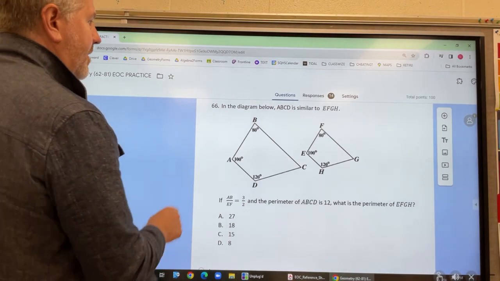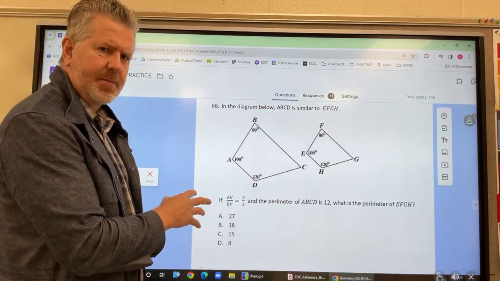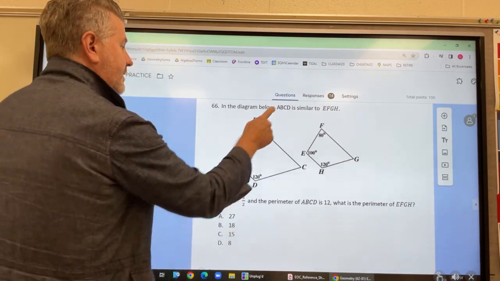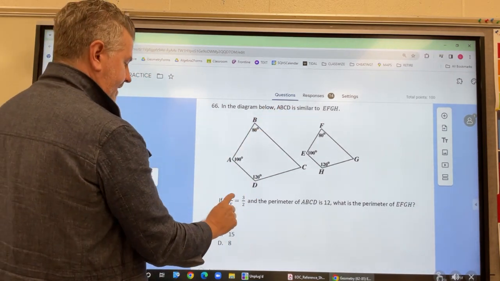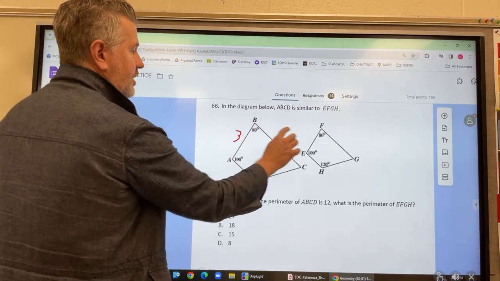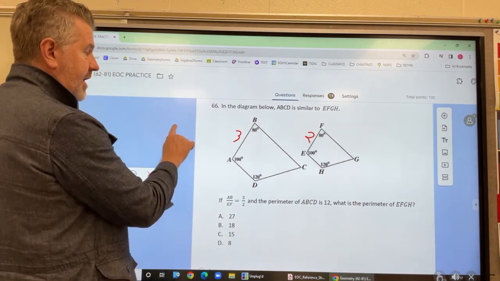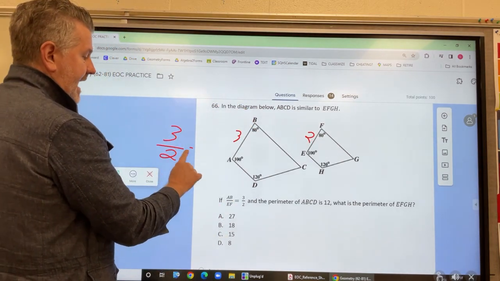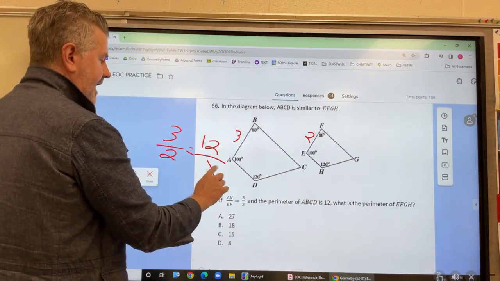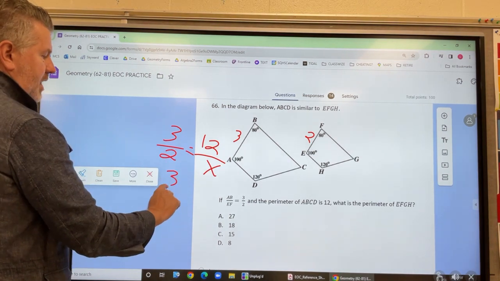Okay, in the diagram below, these two figures are similar. That means while the angles might be equal, the parts are proportional, including the perimeter. So, if AB and EF are in a 3-to-2 ratio, it doesn't matter what all the other sides are. If they're in a 3-to-2 ratio, and the perimeter of this one is 12, then the entire perimeter's in a 3:2 ratio, and we can just cross multiply.